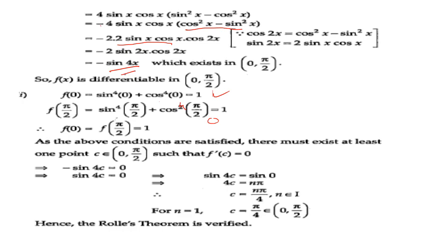So we can write what: there is a c in the open interval (0, pi by 2) such that f'(c) is equal to 0. f'(c) is 0 means minus sin 4c is 0. Minus sin 4c is 0 means sin 4c is 0. Sin 4c is 0 means 4c is equal to what? n pi. c is equal to what? n pi by 4. And when n is equal to 1, what will happen? c is equal to pi by 4. So this pi by 4 is a number between 0 and pi by 2. So Rolle's theorem is verified.